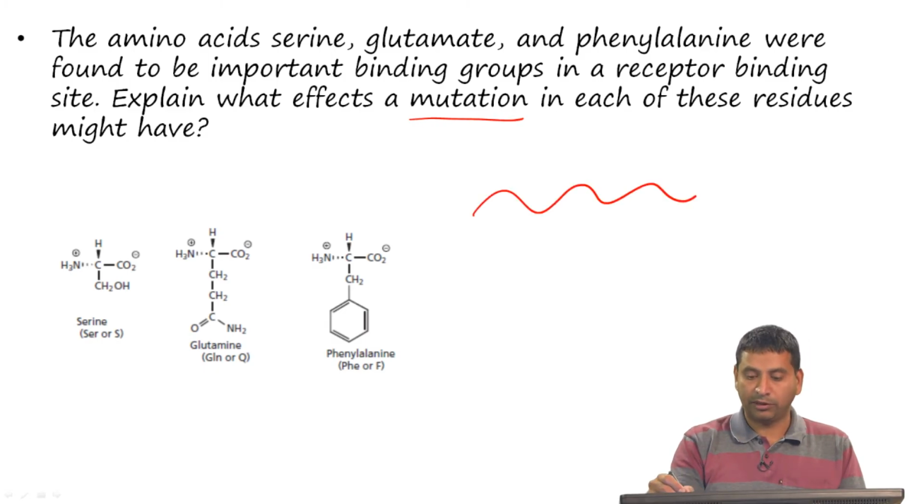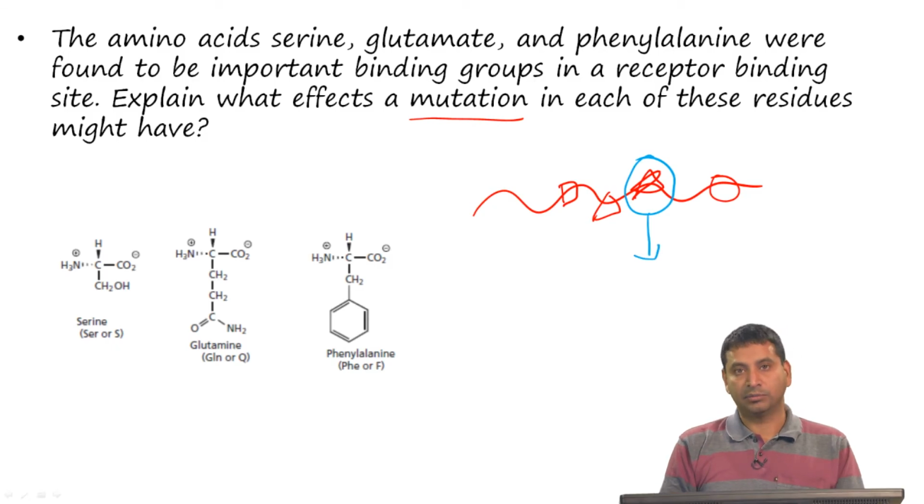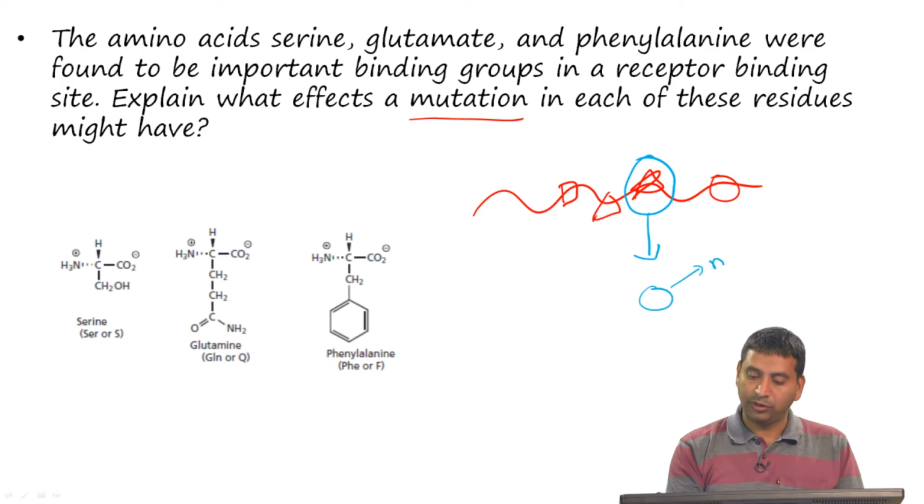So, let us say you have a primary structure of a protein, and there are many residues that are going on here, which I am representing by various shapes. Right. Now, if I change one of these residues, let us say I have something that looks like a star over here into, let us say, a circle, then that is called a mutation.